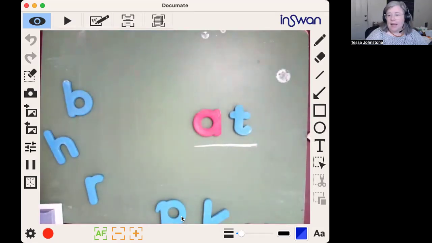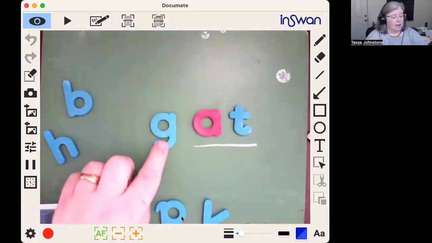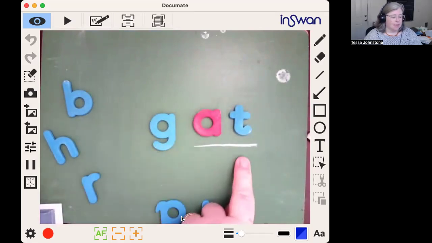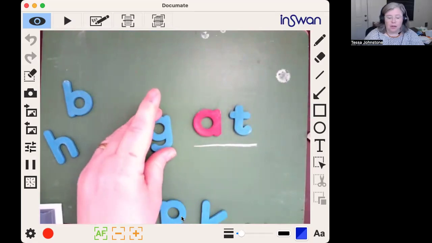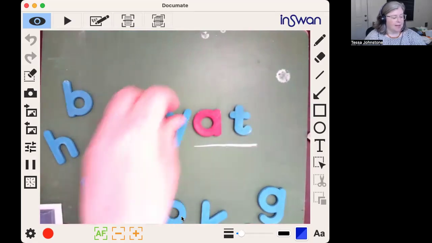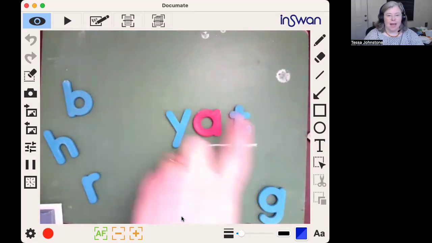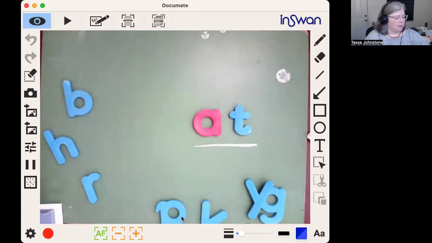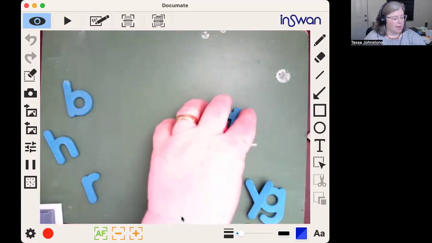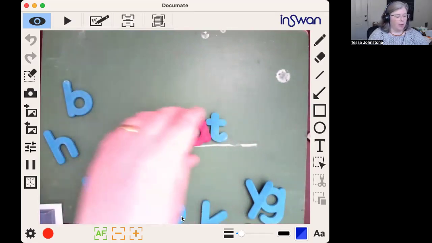Now, you want to say, these are nonsense words. They're not real words. So just tell me, based on their sounds, what they say. What does this sound say? G, at, gat. Not a real word. So make sure they know these are called nonsense words, right? But it's just good practice. Y, at, yet. T, at, tat.